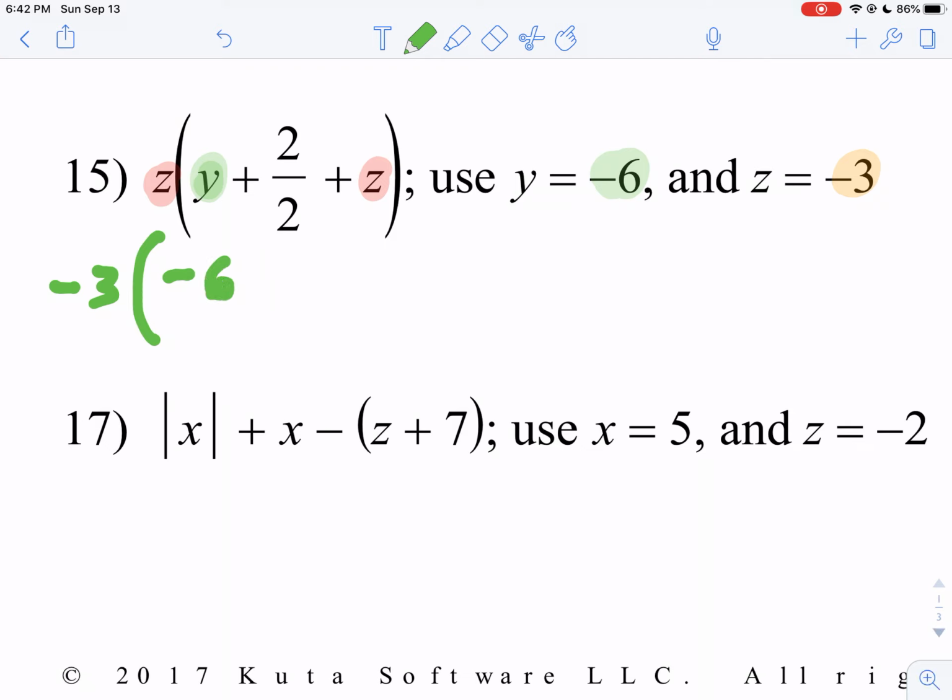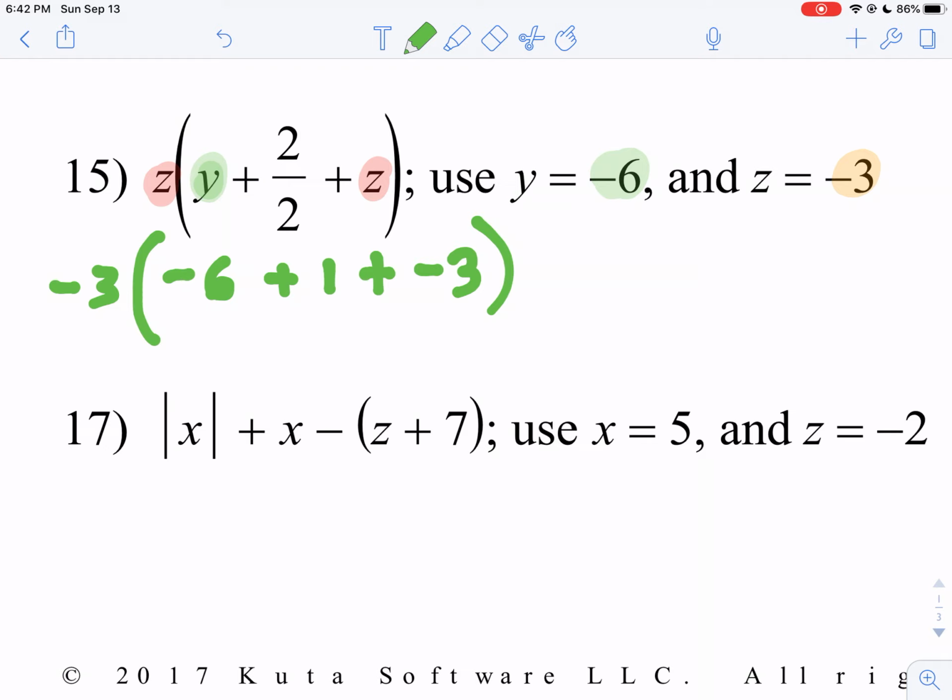Sometimes it's not very helpful to put parentheses around the negative numbers. As you do more of these, you will know when you need to put them and when you don't. Because sometimes if you have too many parentheses, it's going to make it very complicated for you. So this is a perfect example where you don't really need the parentheses, okay? All right, so -3 and then -6 plus 2 divided by 2, we already know that's 1. So go ahead and simplify that. The z is -3. So that's what you have.